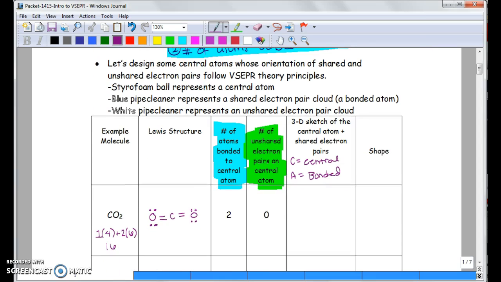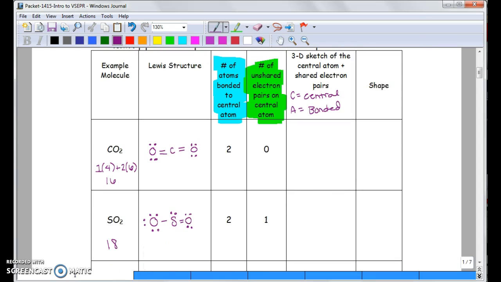So what we're going to do is take a look at some Lewis structures that have been done for you, and we are going to take a look at the 3D sketches of what those would look like. The first one we're going to look at is carbon dioxide. What you'll notice is that carbon dioxide has two atoms bonded to its central atom. So that's where we get 2. And then we have 0 electron pairs on the central atom. There are pairs of electrons on the bonded atoms, but we don't really care about those in terms of what the shape of the structure is going to be.